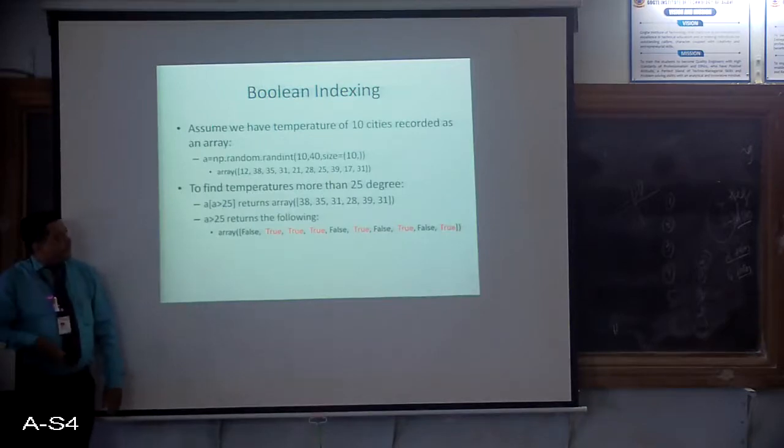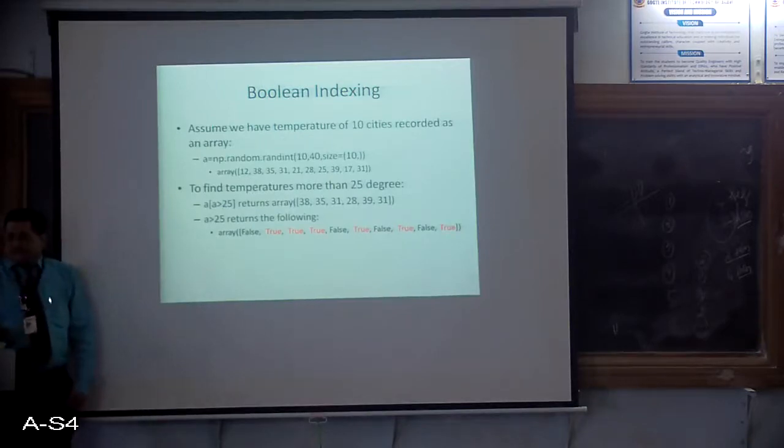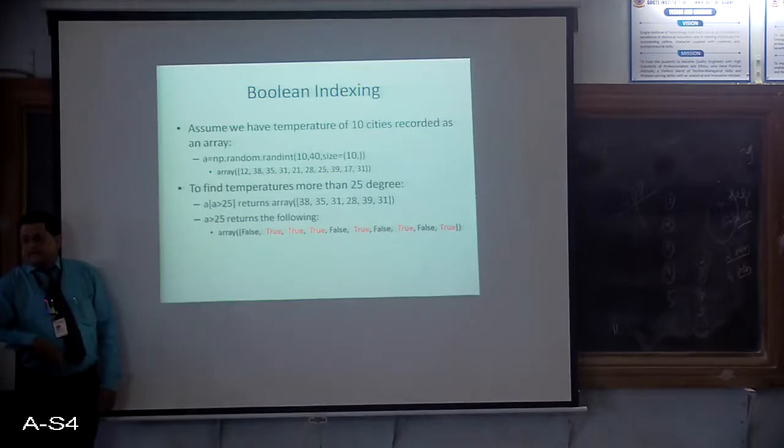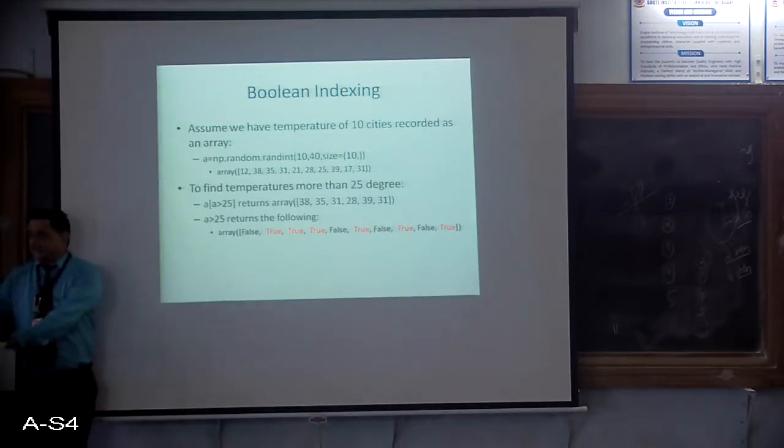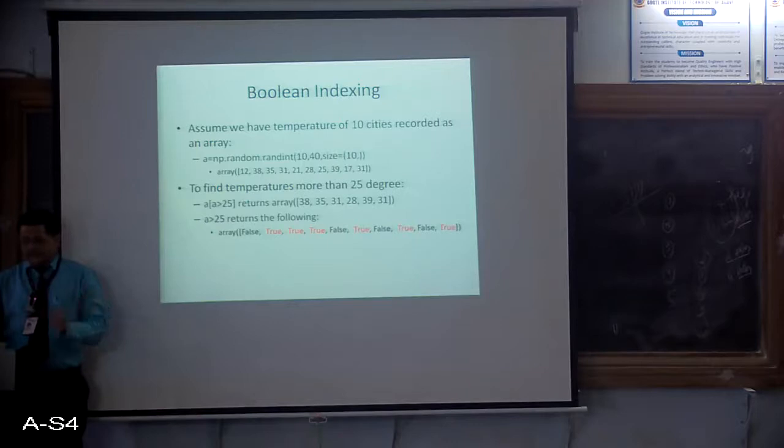We'll look at another example of Boolean indexing. Assume that we have recorded the temperature of 10 cities in a NumPy array. In order to simulate that, we have assumed that the temperatures range from 10 degrees to 39 degrees. So I have generated random numbers in the range 10 to 39, whose size is 10. Since it's a one-dimensional array, I need to specify a tuple.